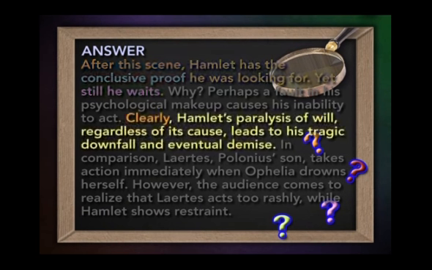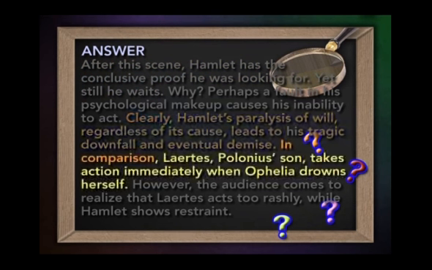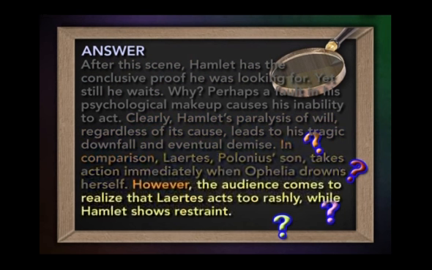A little further down, clearly, I'm using that transition to point out an important issue in my essay. In comparison, I'm showing differences. I'm comparing Laertes to Hamlet. However and while. However helps me move the paragraph along, and while I'm showing contrast.